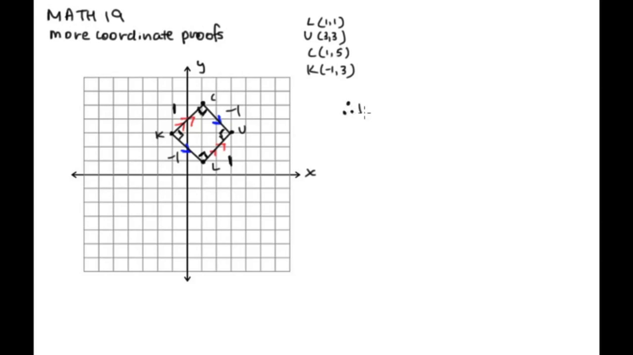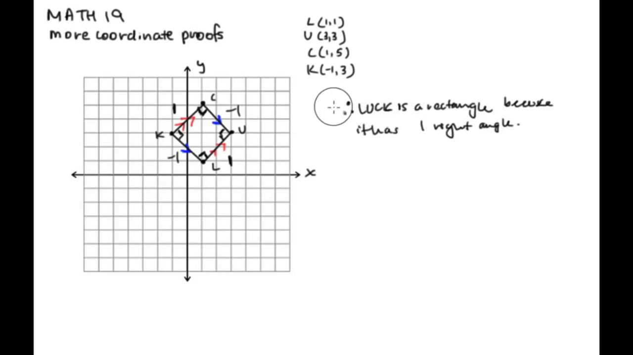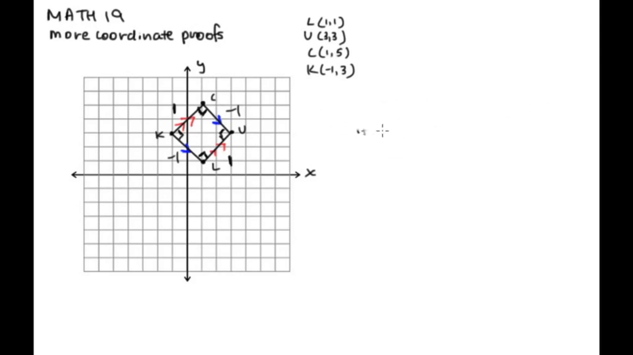So we know that right from just doing a parallelogram proof, we already have proof to make this a rectangle. And so therefore LUCK is a rectangle because it has one right angle, and then you could show the work that 1 and negative 1 are negative reciprocals.